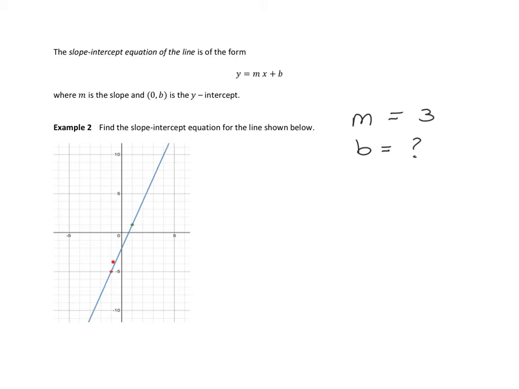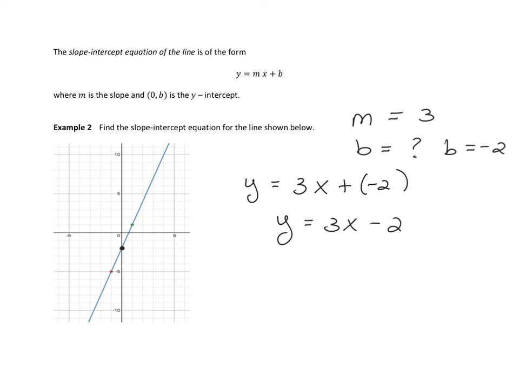So here's the line. b is the y value of the y-intercept, which is right here, and that appears to be -2. And to get our equation, we're basically there. That would be y is equal to 3x, and you can put plus the -2, but it probably makes more sense just to write, y is equal to 3x minus 2. So here it is. This is the slope-intercept form of the equation.